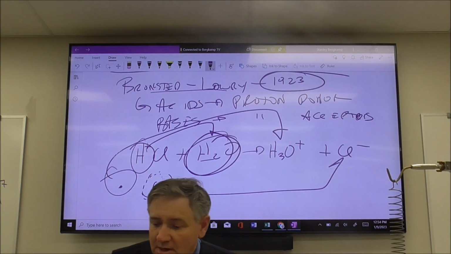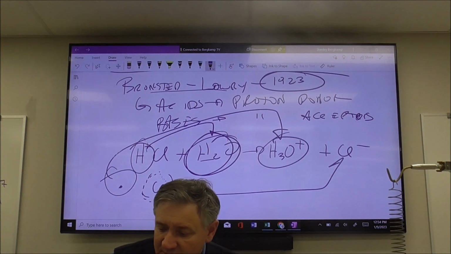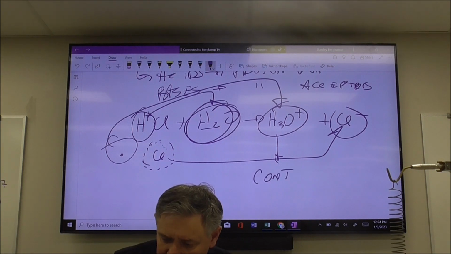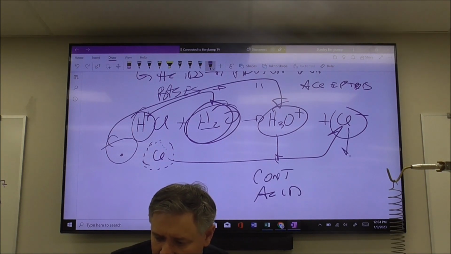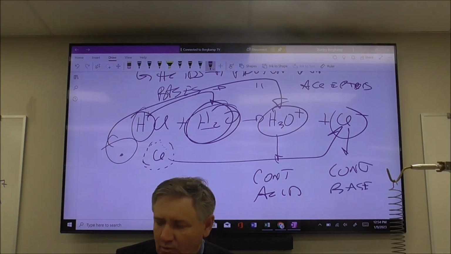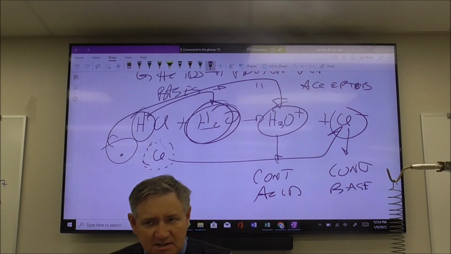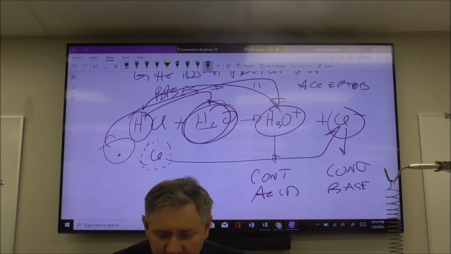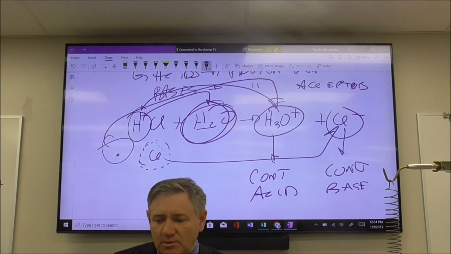So over here, you always create what's known as a conjugate acid. This is the conjugate acid, and this is the conjugate base. If you're trying to figure out which is the conjugate acid and which is the conjugate base, figure out which one gives up a proton to go back to its original form.